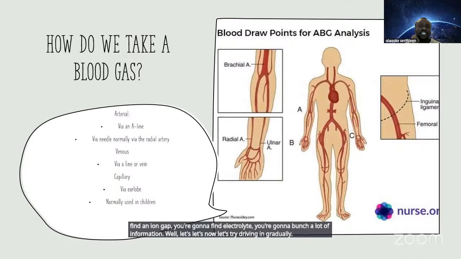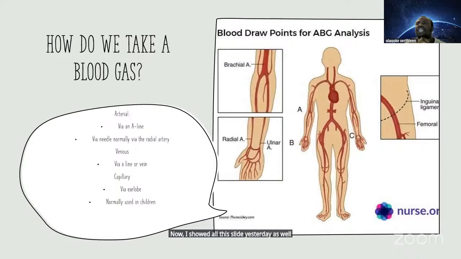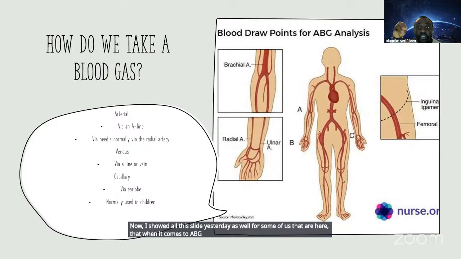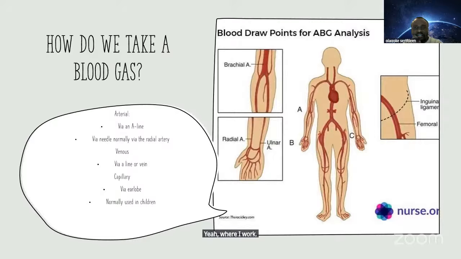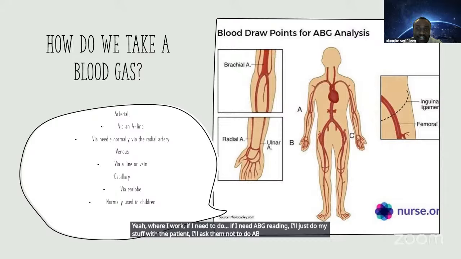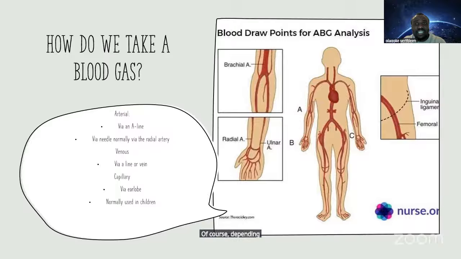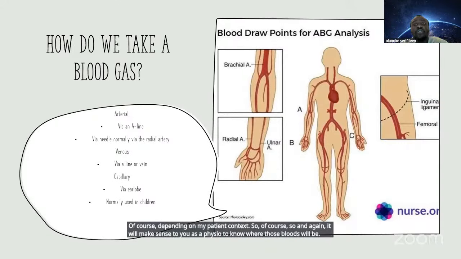Now, I showed this slide yesterday as well, for some of us that are here, that when it comes to ABG readings, of course, physios will not be the ones going to the bedside trying to bleed the patient and take their blood. These are things you'll find the medical team and nursing team doing. Where I work, if I need an ABG reading, I'll just do my stuff with the patient, then ask the nurse to do an ABG for me in maybe half an hour or 1 hour, depending on my patient context. And it will make sense to you as a physio to know where those bloods will also be taken.